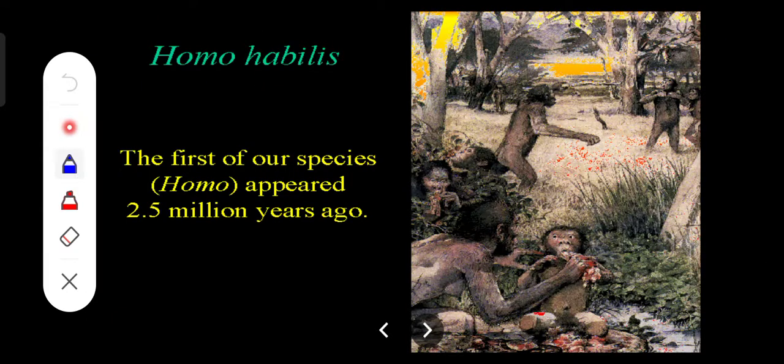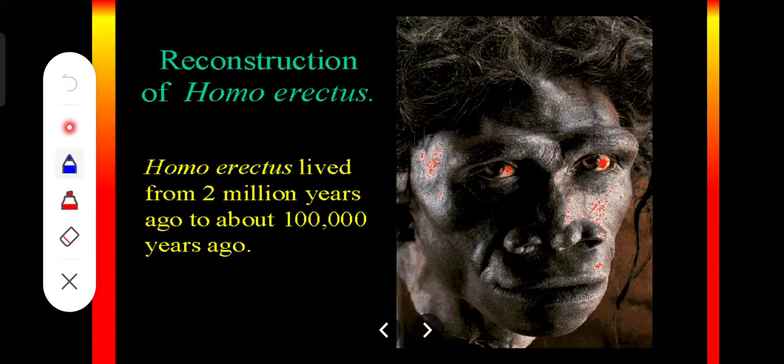Next, we have here the Homo habilis. So, the first of our species appeared 2.5 million years ago. So, these are samples of their images. Next, we have here Homo erectus. So, this sample is a reconstruction of Homo erectus, they used a technology to make an image out of a fossil. So Homo erectus lived from 2 million years ago to about 100,000 years ago.